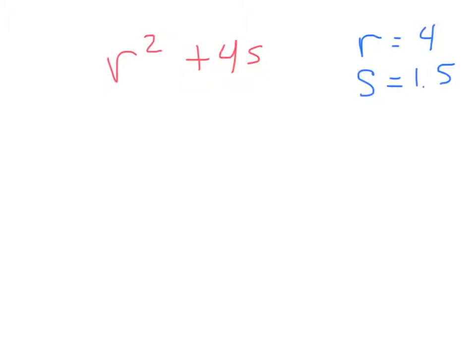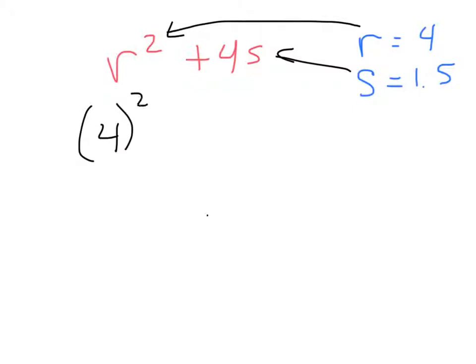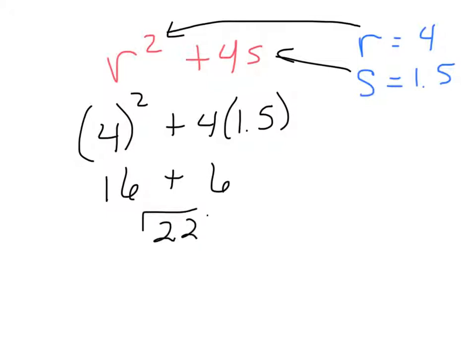Now in this problem, you have r squared plus 4 times s, and we're going to plug in the r right here, and we're going to plug in the s right here. So r squared, remember when you replace something, always put a parenthesis around it first. So 4 squared plus 4 times 1.5. 4 squared is 16. 4 times 1.5 is 6. Add the two together and you get 22.